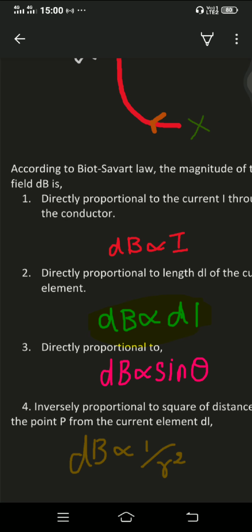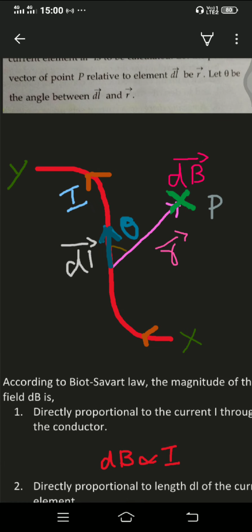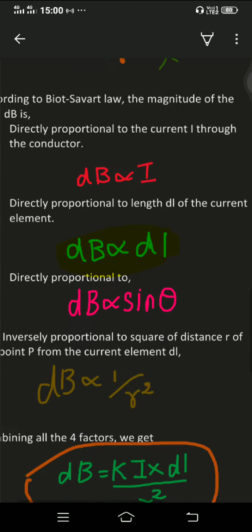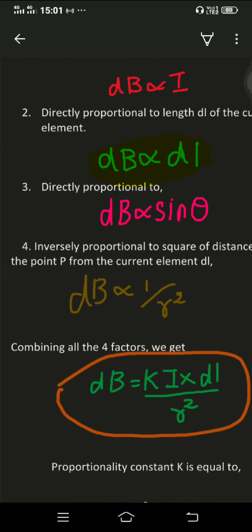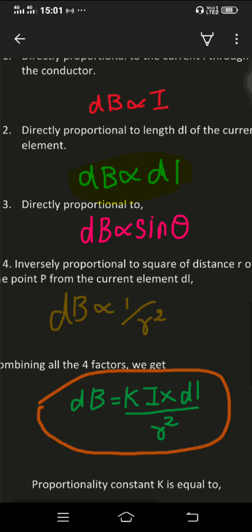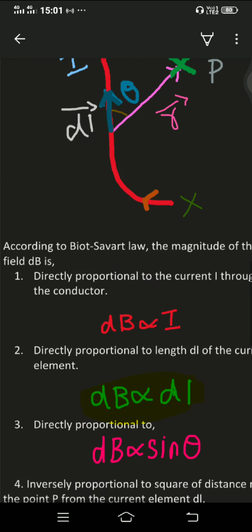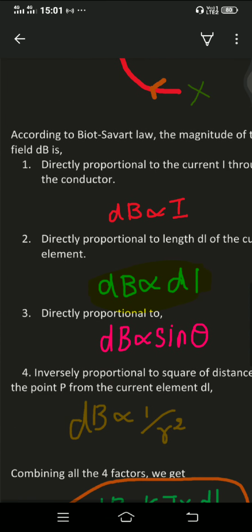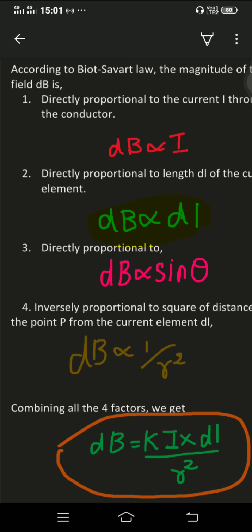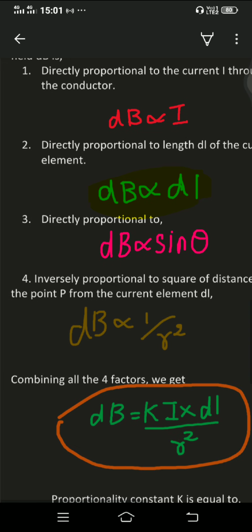The magnetic field is also directly proportional to sin theta, where theta is the angle between dl vector and r vector. And last, the magnitude of the magnetic field is inversely proportional to the square of distance r from the point P to the current element dl. So dB is proportional to 1 by r square. If we increase the distance, then the magnetic field decreases.